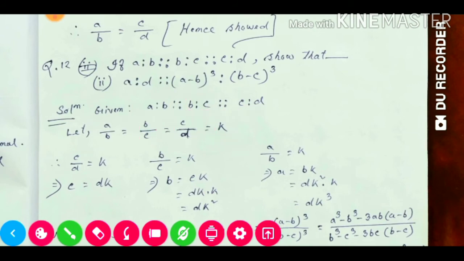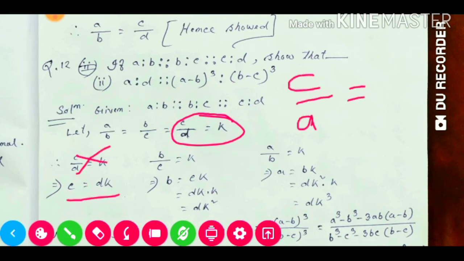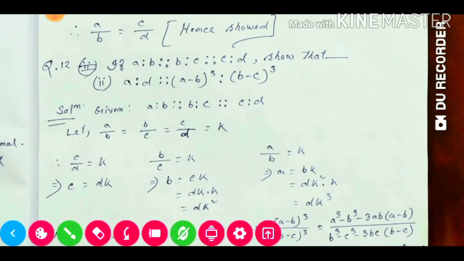So first we need to start from here. c divided by d is equal to k. Cross multiplication, we are getting the value of c. If we do cross multiplication, that means c divided by d is equal to k, and k means down is 1. So c into 1 is c, and d into k is dk. So the value of c we got is dk.